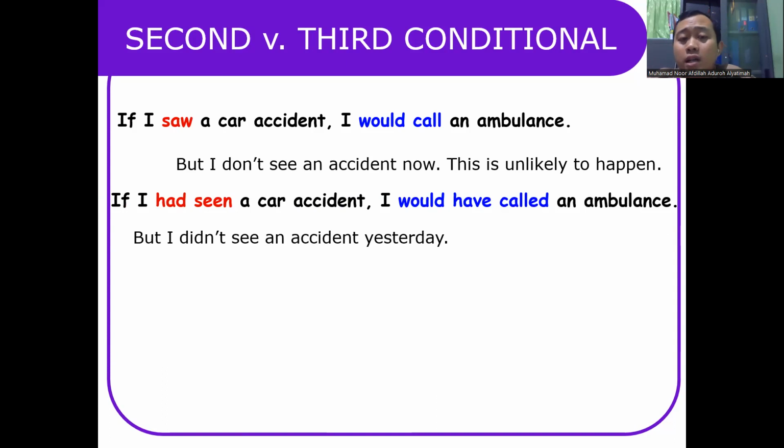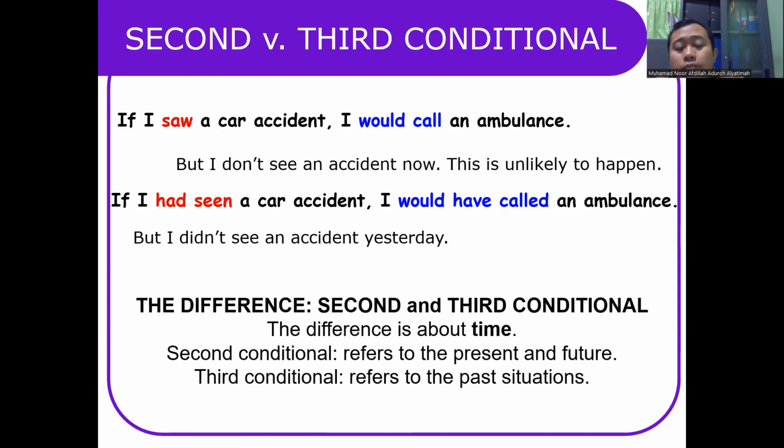For second conditional, I don't see an accident now, but for third conditional, I didn't see an accident yesterday. Okay, the difference between second and third conditional is about the time. Second conditional refers to present and future, and third conditional refers to the past situation.